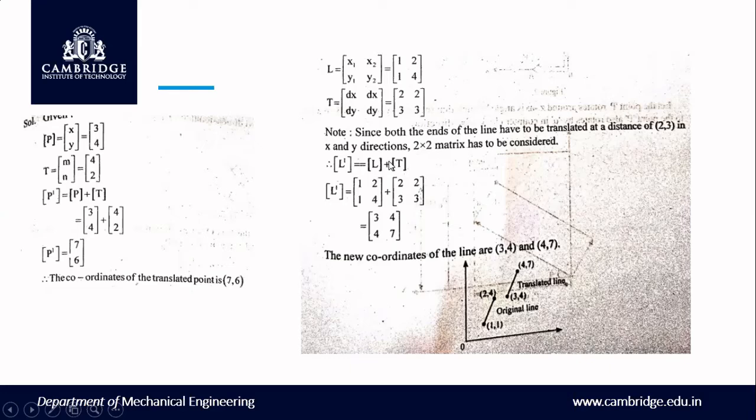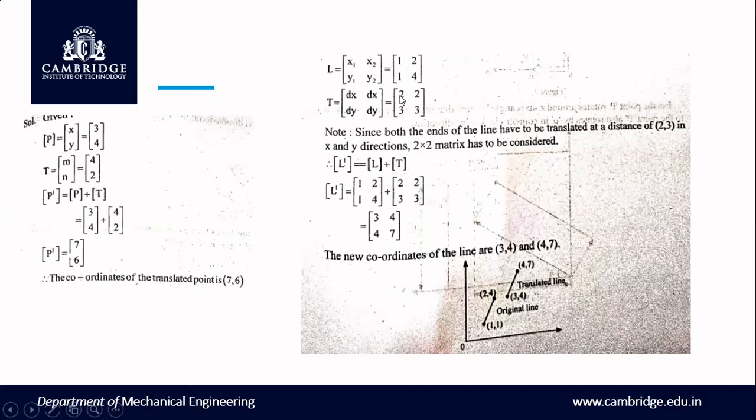Similarly, you can do translation of a line also. For example, take this problem: x1 y1, the line of x1 y1. A line is nothing but it consists of 2 points. Here x1 y1 is 1 comma 1, and x2 y2 is 2 comma 4. Now we have to give a translation matrix, that is dx and dy.